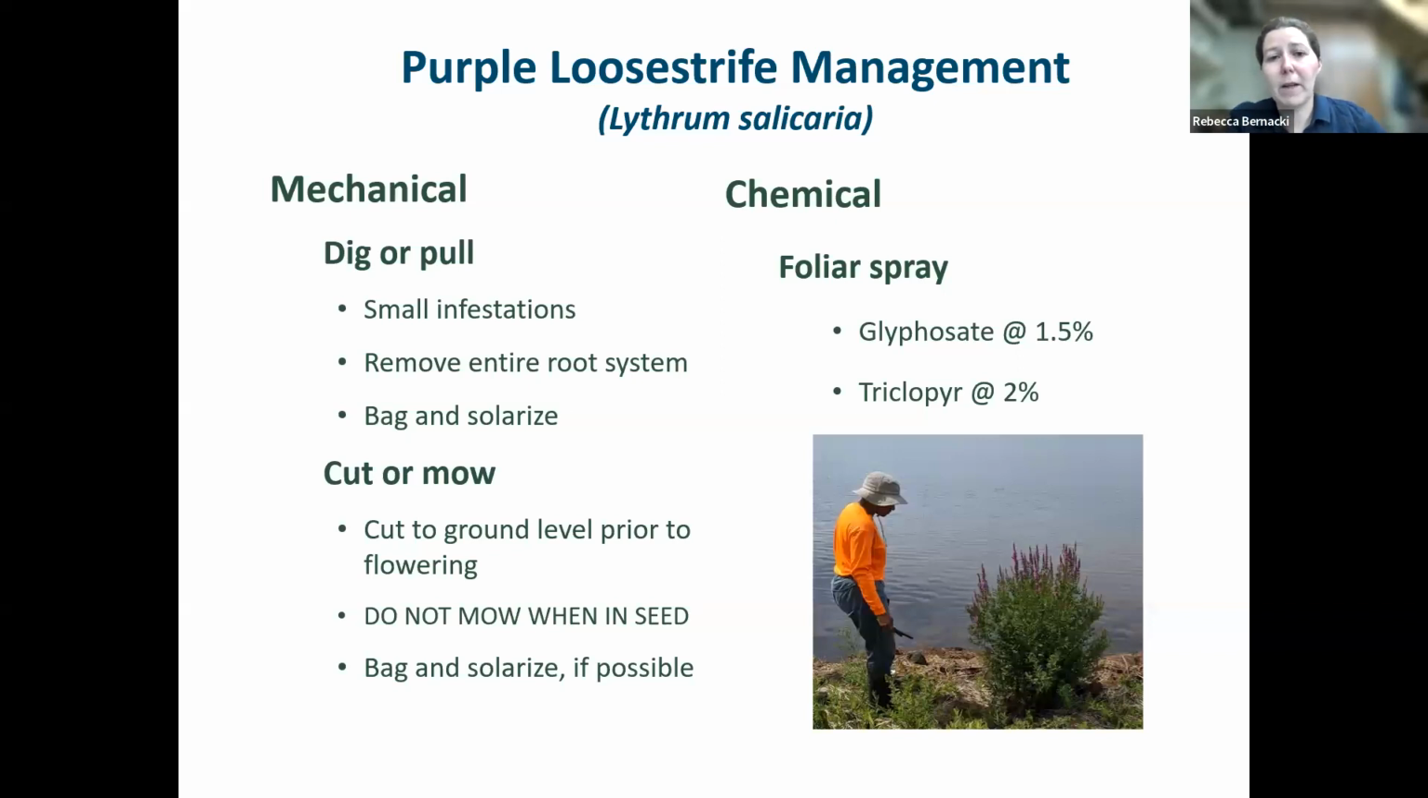We also have chemical options here. So we can use a foliar spray treatment. We can use a glyphosate-based product at a 1.5% volume to volume dilution, or a triclopyr-based product at a 2% dilution. I'm going to say it on every slide, these are generalities. Please check your product label for the manufacturer's recommended dilution rates.